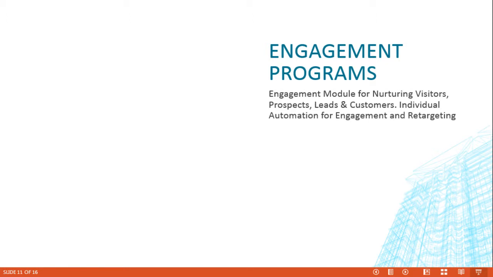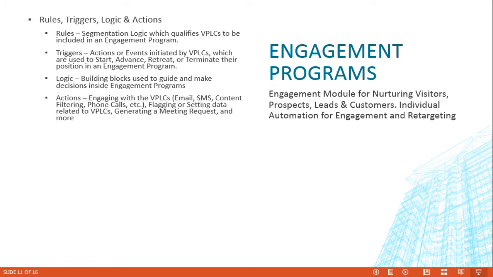Engagement programs. This is one of the biggest modules, and this is the most complicated module, but it is also the most valuable module and is definitely required for any marketing automation system. The engagement module is for nurturing visitors, prospects, leads, and customers for individual automation and engagement and retargeting. Here, this system is comprised of rules, triggers, logic, and action.